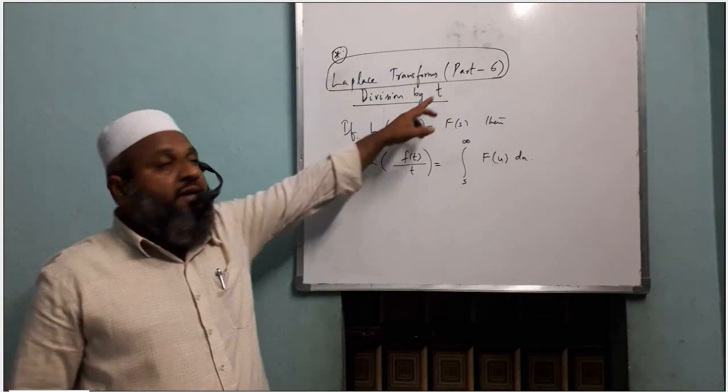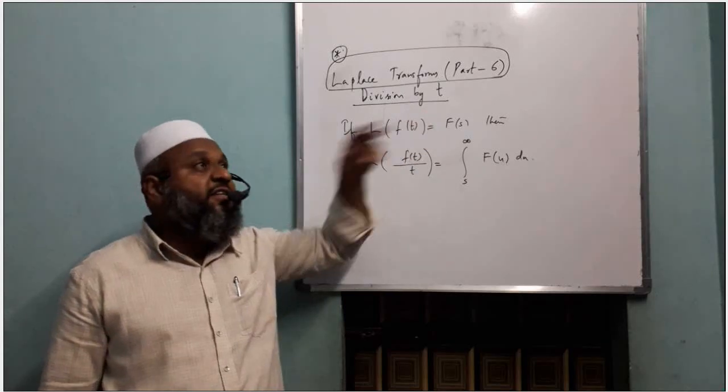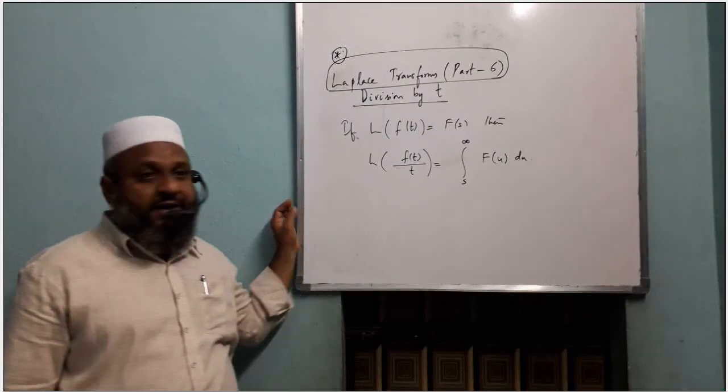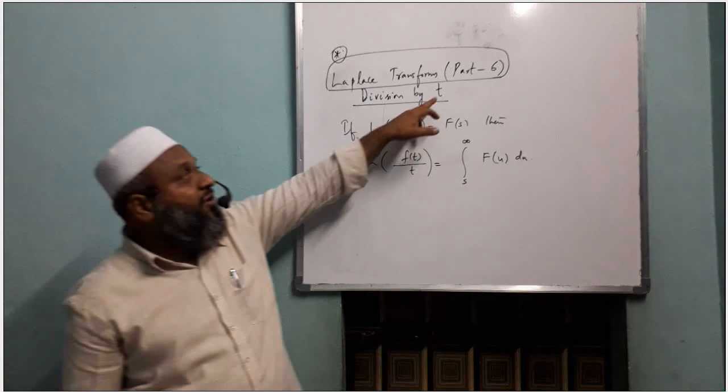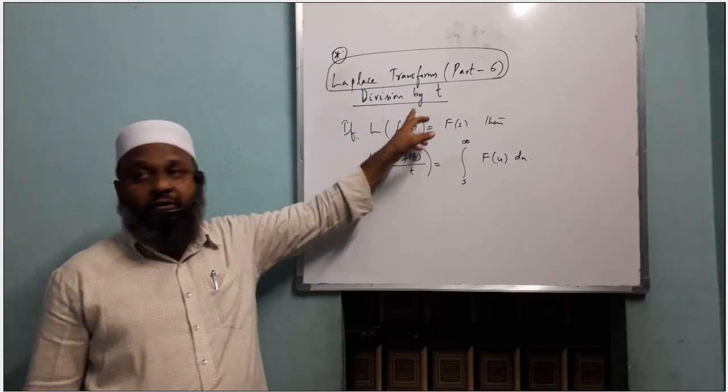Okay, it is part 6 of Laplace transforms. It is division by t. In the previous part 5 we have seen multiplication by t to the power of n. But here note that I am talking about only t power 1, division by t power 1.